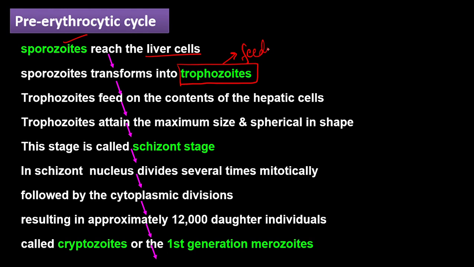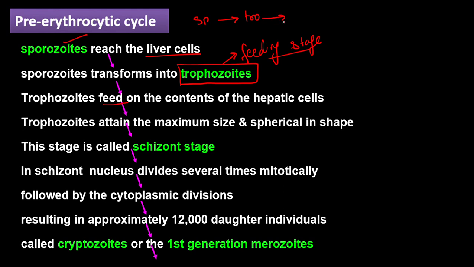ट्रोफोजोइट हमने क्या पढ़ा था? It is the feeding stage. अगर वो खाएगा ही नहीं तो ग्रो कैसे करेगा? ग्रो नहीं करेगा तो रिप्रोडक्शन कैसे करेगा? रिप्रोडक्शन नहीं करेगा तो इन्फेक्ट कैसे करेगा? So firstly it has to convert into the feeding stage. So sporozoite converted into trophozoite.